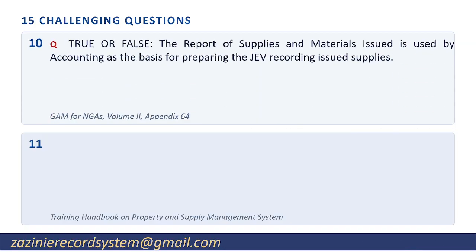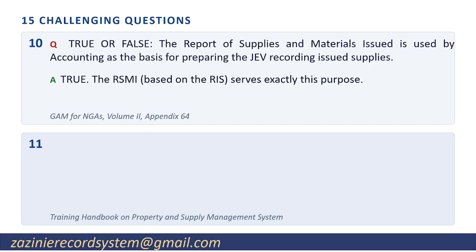15 challenging questions. Number 10. Q. True or false. The report of supplies and materials issued is used by accounting as the basis for preparing the JEV recording issued supplies. True. The RSMI, based on the RIS, serves exactly this purpose.